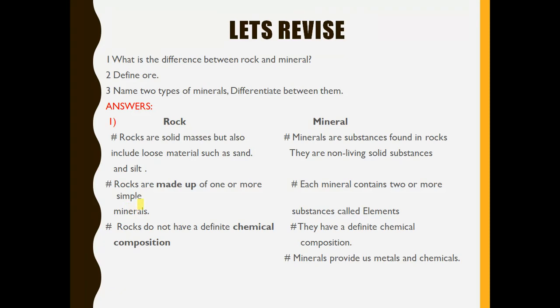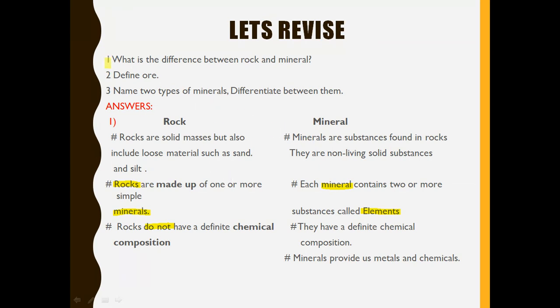Now, rocks are made up of one or more simpler minerals. Each mineral contains two or more substances called elements. So mineral is composed of elements, right? And rock is composed of minerals. Is that clear to you? Then rocks do not have a definite chemical composition, whereas minerals have it. Minerals provide us with metals and chemicals. So that is clear now.